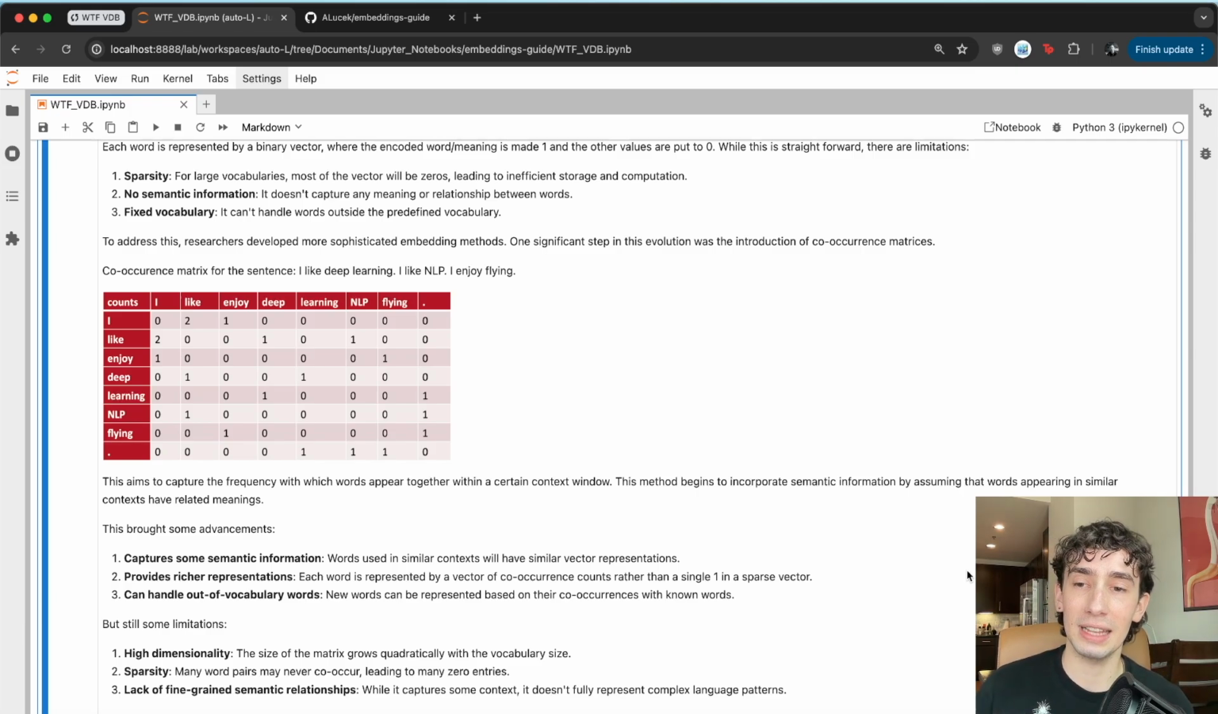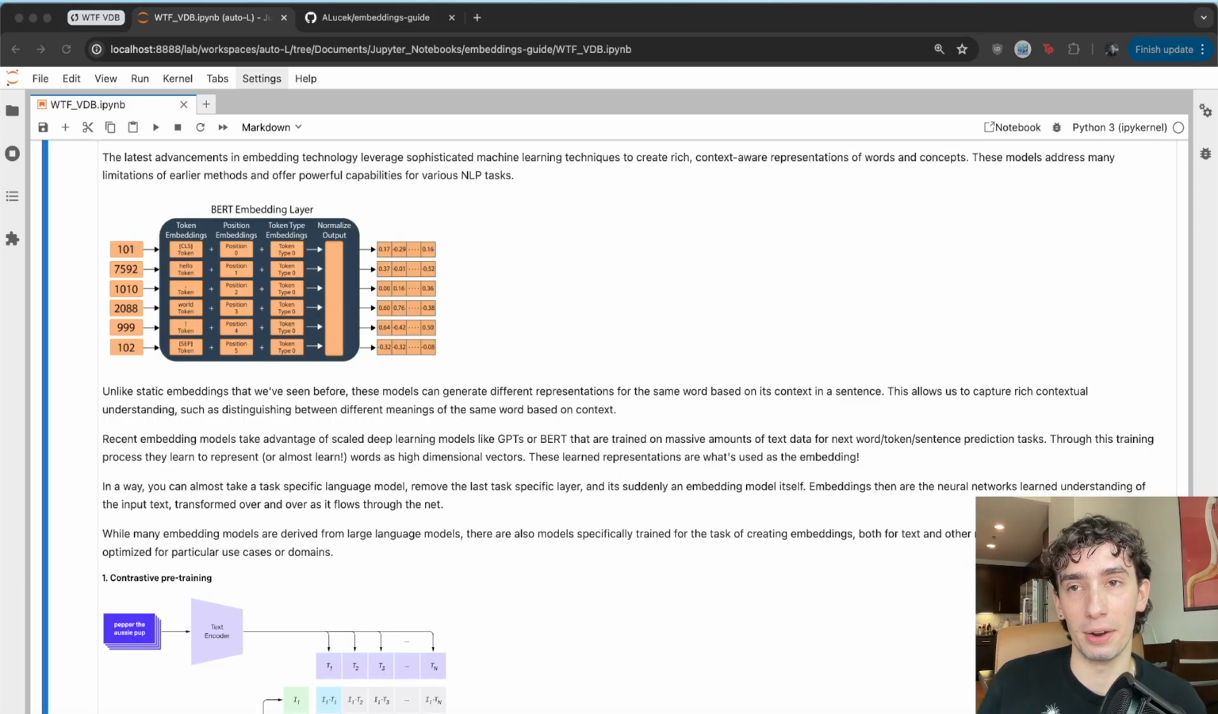And then, of course, this really lacks the fine-grained semantic relationships between words. It captures some of the context and is getting much better at it, but it doesn't fully represent these complex language patterns and understandings. Which brings us to modern-day embedding models, which are similar to what we just saw when we were embedding the word "hello!" using OpenAI's embedding. And these take advantage of already pre-trained things like language models, things like generative pre-trained transformers, to create very rich, context-aware representations of words and concepts, addressing much of the limitations of the earliest methods and offering very powerful capabilities for downstream tasks.